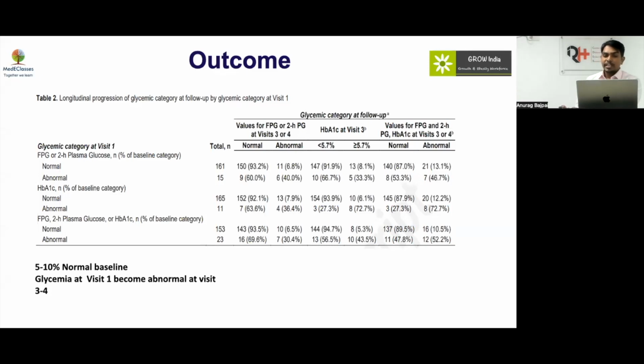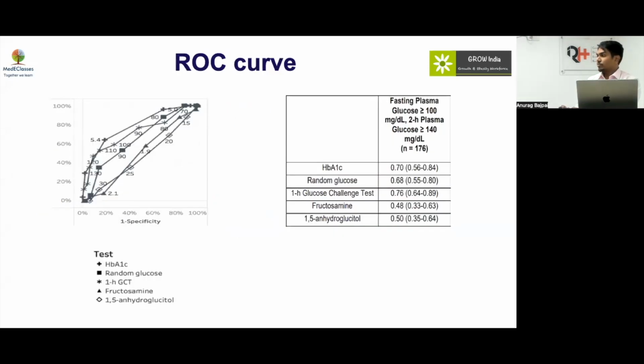And at the outcome, 5 to 10% of participants with normal baseline glycemia at visit 1 became abnormal at visit 3 and visit 4, and 40 to 78% of patients with an abnormal baseline parameter remained abnormal. So the progression was only 10%. Yes.